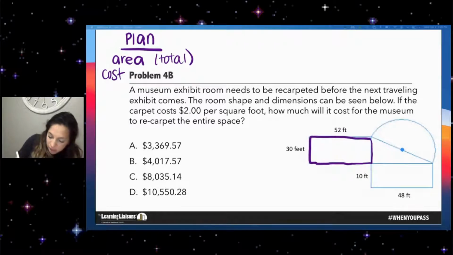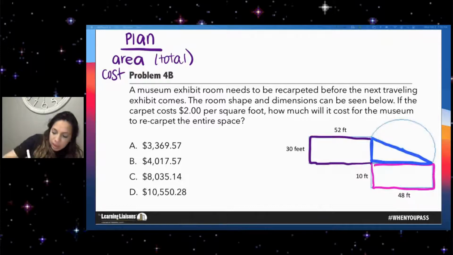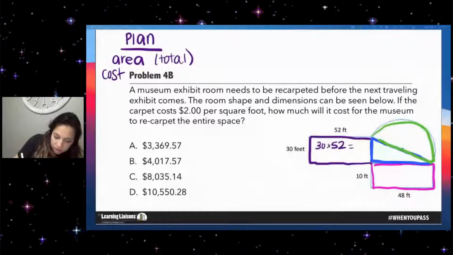So I've got that shape. I'm going to do this in different colors so we don't lose ourselves. I've got this shape. I've got this shape. And I've got this shape. So let's start with the purple shape. 30 times 52 equals 1,560 feet.